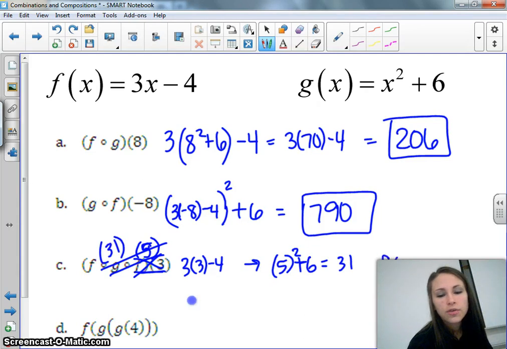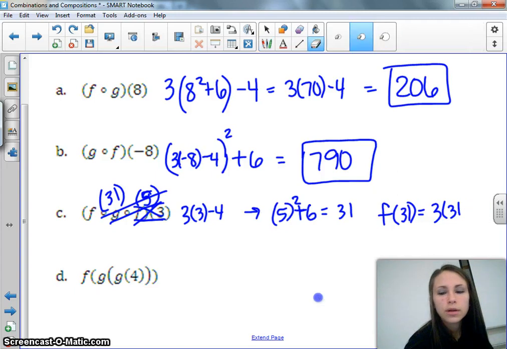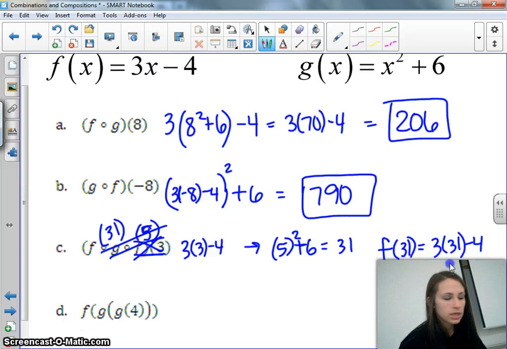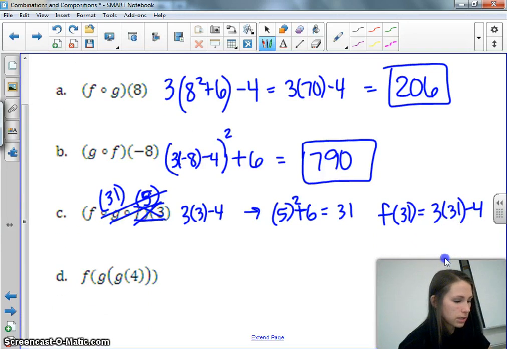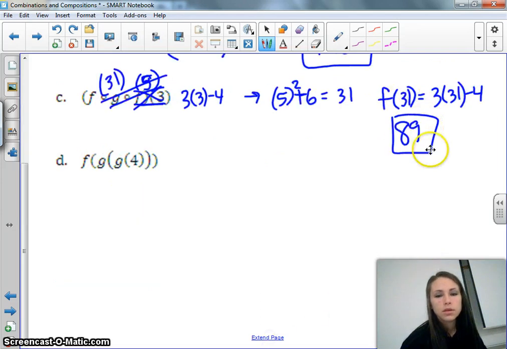And so f of 31 is just going to be 3 times 31 minus 4. Let me scroll up. So 3 times 31 minus 4, my parentheses should have gone before that minus 4. So I just plug 31 in for this f. So 3 times 31 minus 4 is going to be 89. And so this whole thing should just be 89. So 89 is the answer to this, and I think that's easiest to do it like that.